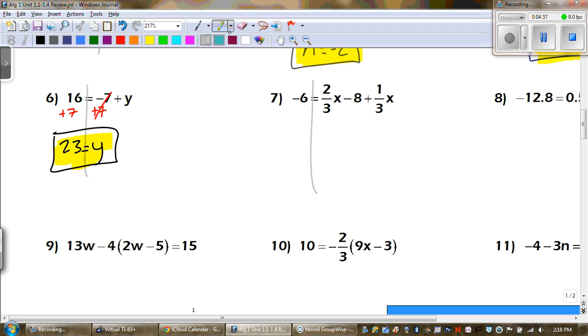All right, for 7, I would try to combine your like terms first, and you might start freaking out, oh, Mr. Grice, those are fractions. Well, they are, but 2/3 plus 1/3, they have the same denominator. Even if you want to do it in your calculator, you can. You get 1. So that's 1x minus 8. From here, all you've got to do is add 8 to both sides. Those cancel, and you get 2 equals x. And you're done.